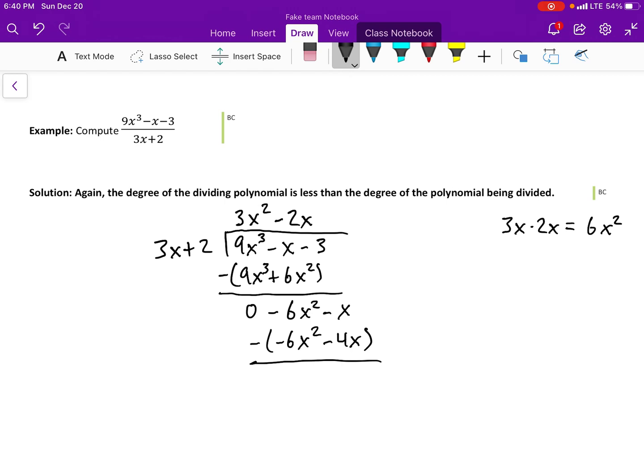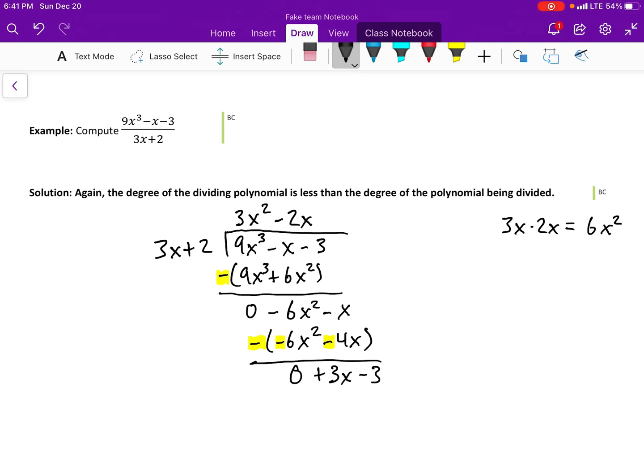And so again, remember, there's always this built-in subtraction. And in this case, our numbers are both negative. And so instead of subtracting the negatives, we're going to be adding them as positives. So negative 6x squared plus 6x squared is going to give us 0. And negative x plus 4x is going to give us positive 3x. And then I want to carry down that minus 3.